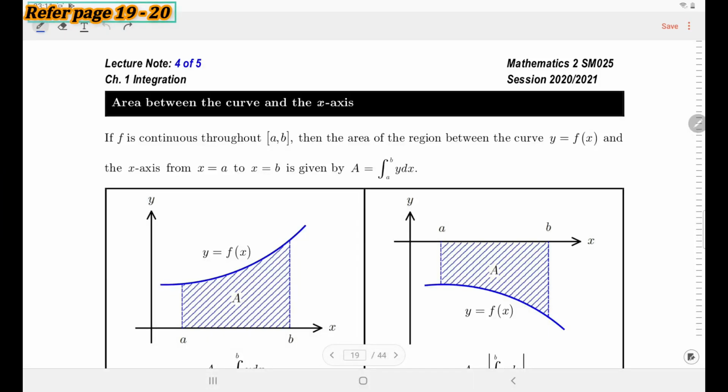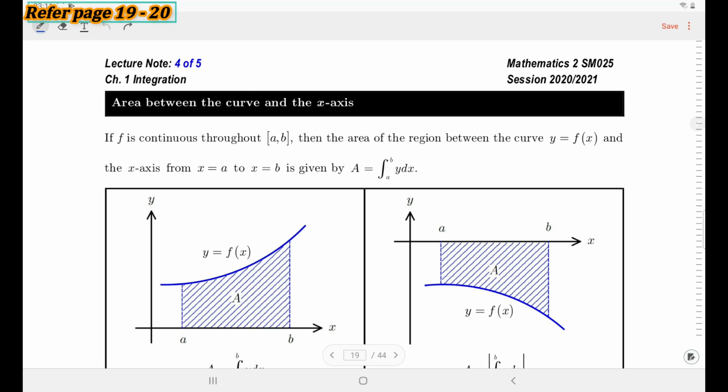Okay, now we move to the application of integration. So what can we do? In integration, we can use it to find the area and the volume of any function. First, we look at finding the area between the curve and the x-axis, the most basic one.